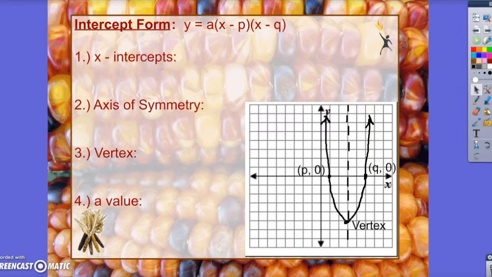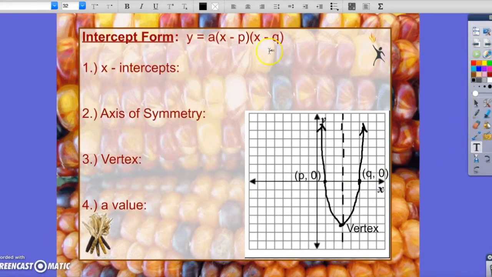Now, intercept form, if you take a look, instead of quantity squared, it's two separate quantities without the square. And then there's no number to the right. There's still A. If you notice, A is throughout all of them. Now, in this case, you're going to be looking at P and Q. If you look at my graph here, P is the x-intercept and Q is too. So P comma 0, which would be 1 here in this case. And then 5 would be the Q here.